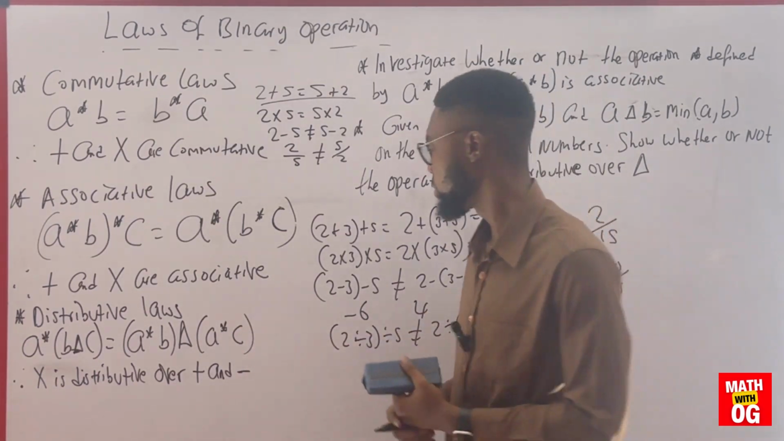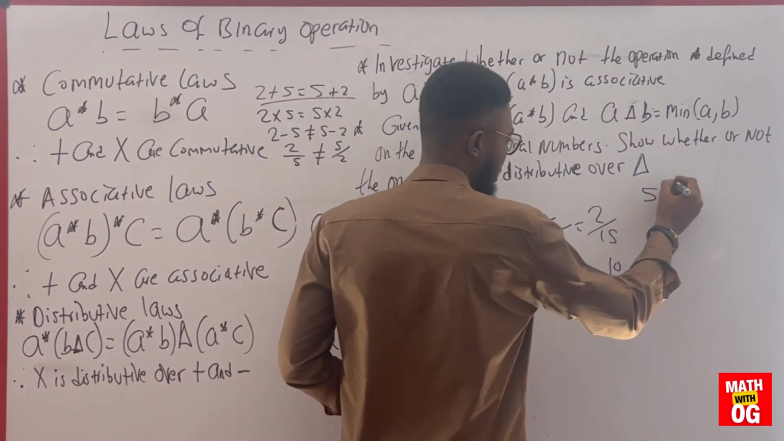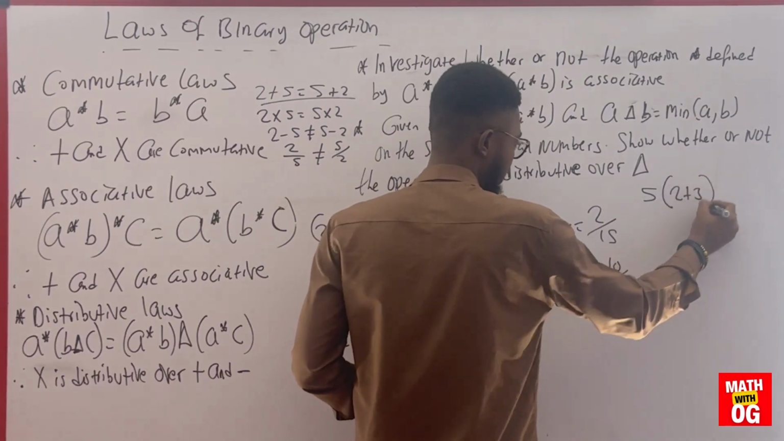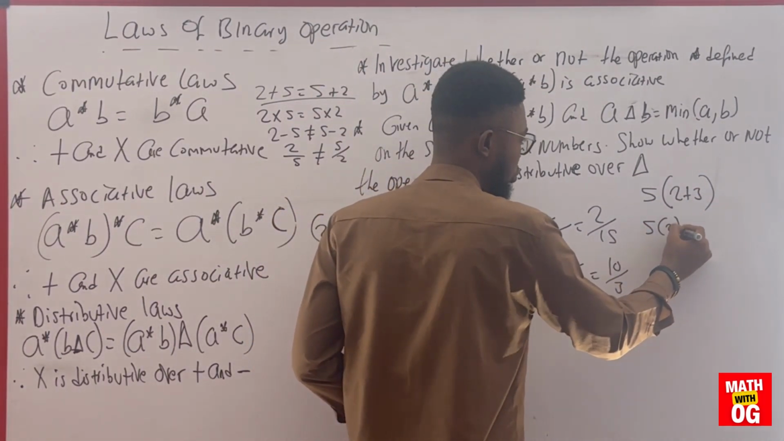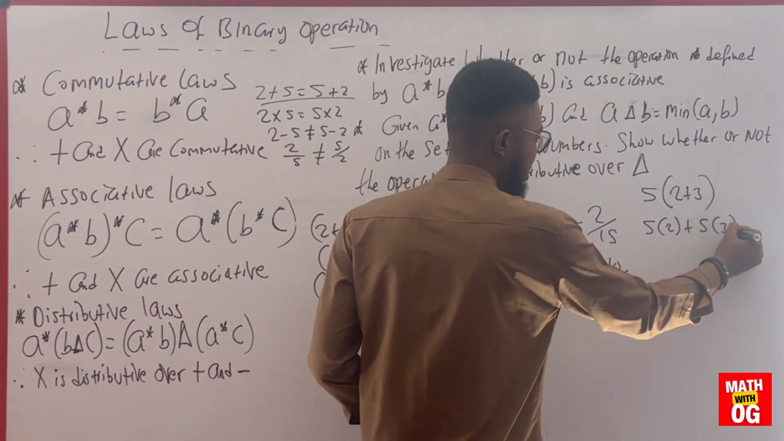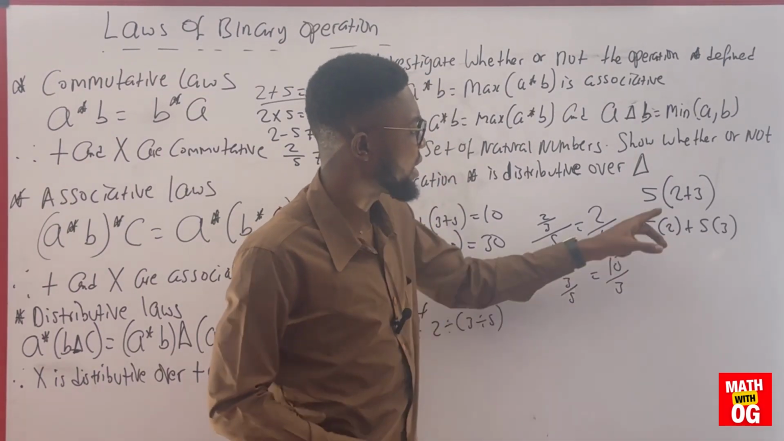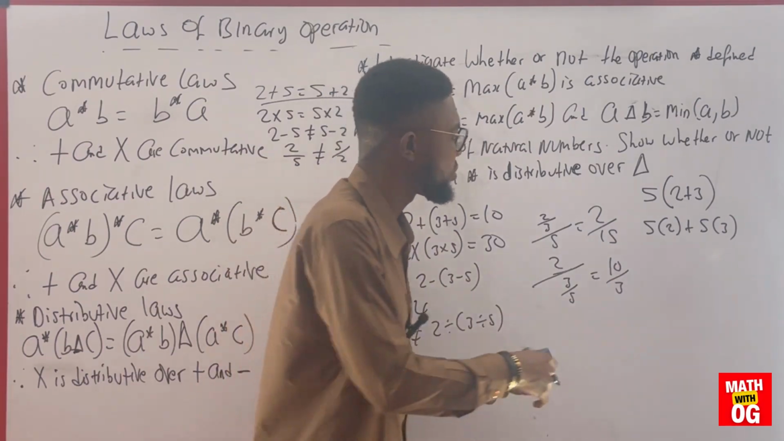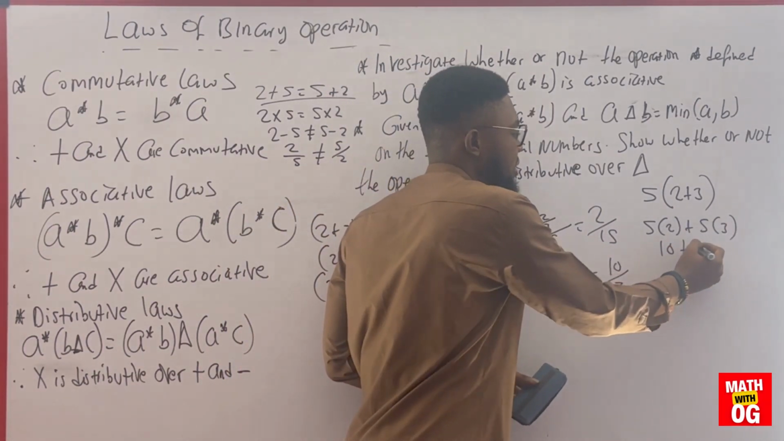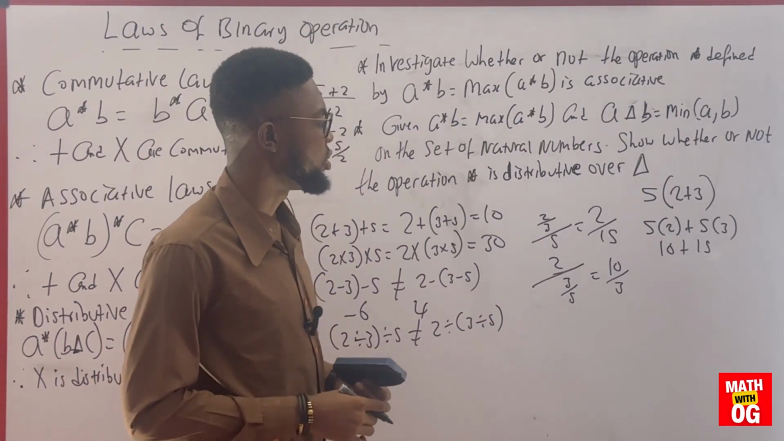So I can prove for multiplication. If you have something like this, 5 into (2 plus 3), it is the same thing as 5 into 2 plus 5 into 3. So that's what we are talking about: 5 times 2 plus 5 times 3. So you can say that 2 plus 3 is 5, 5 times 5 is 25. Or 5 times 2 is 10, 5 times 3 is 15, 10 plus 15 is 25. So it is actually distributive.